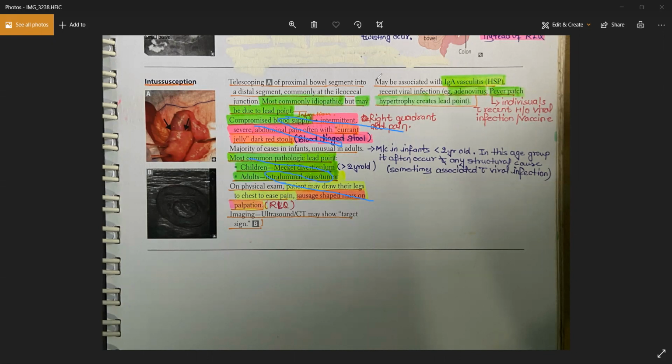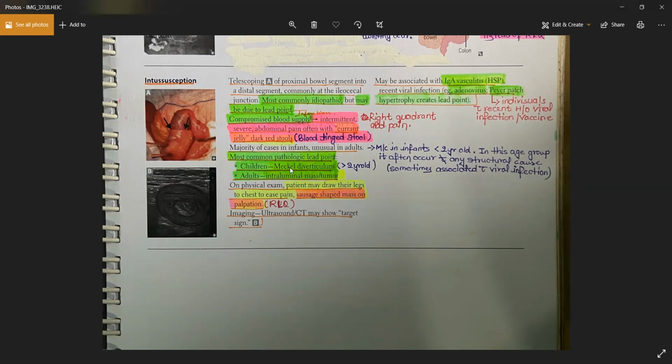And let me discuss these lead points for you. The most common pathological lead point is the Meckel's diverticulum in the children. In case of adults, it would be the tumor or any kind of mass in the GI lumen. Whenever a mass is present, it can cause the intussusception in case of adults.